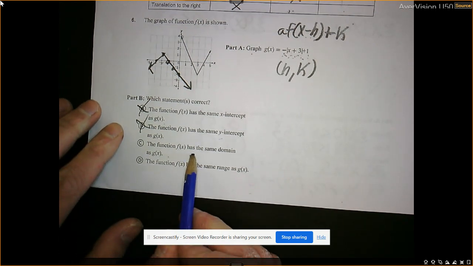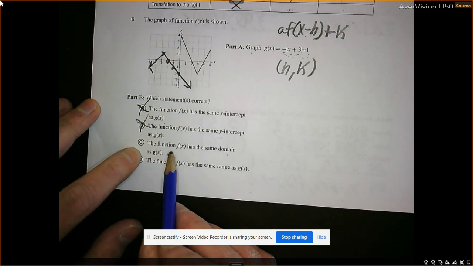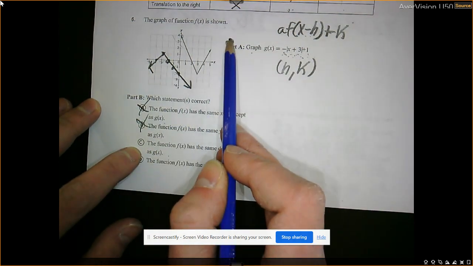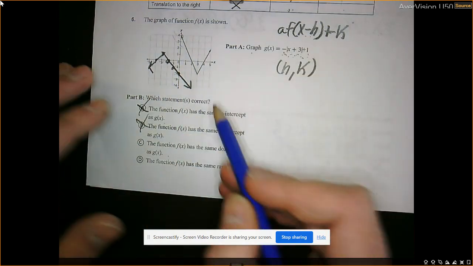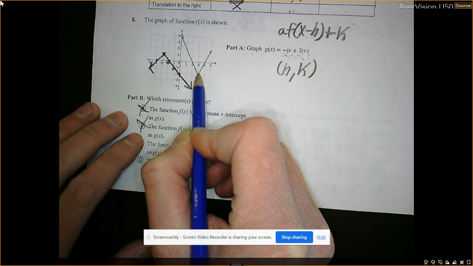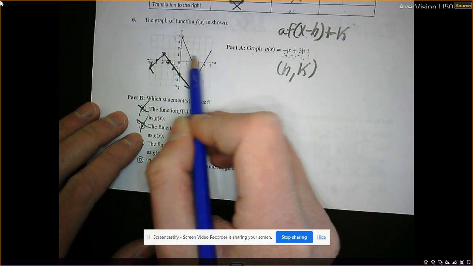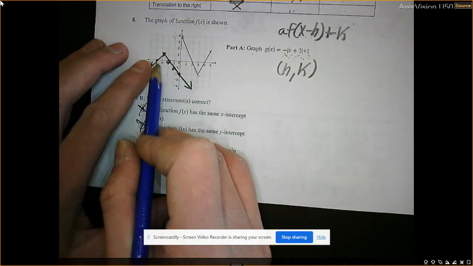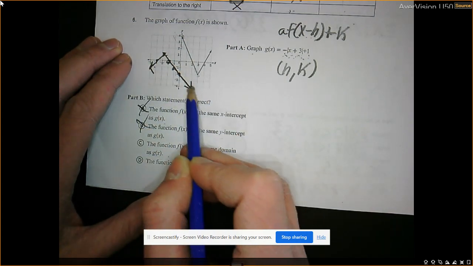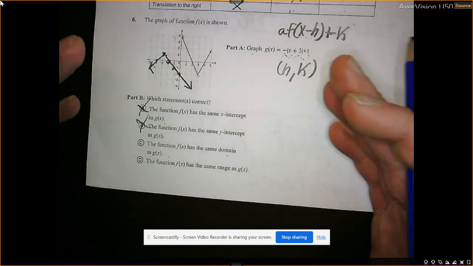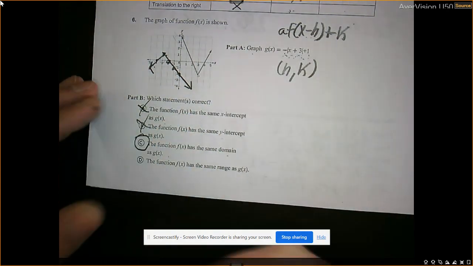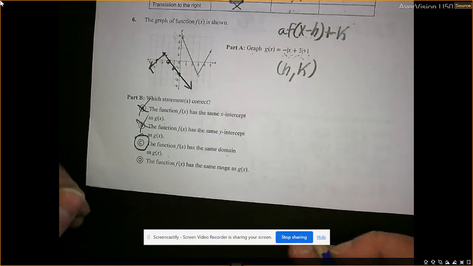From there, function f of x has the same domain as g of x. Okay, well, the f of x domain, this is going to go all the way to the right, this is going to go all the way to the left, so it will hit every x value. This function has all real number domain. It's going to hit every x value, so negative infinity to positive infinity. What about this guy? This guy also will hit everything to the left, and it will go forever to the right also, so it's going to hit everything from negative infinity to positive infinity, so they do both have the same domain of all real numbers.